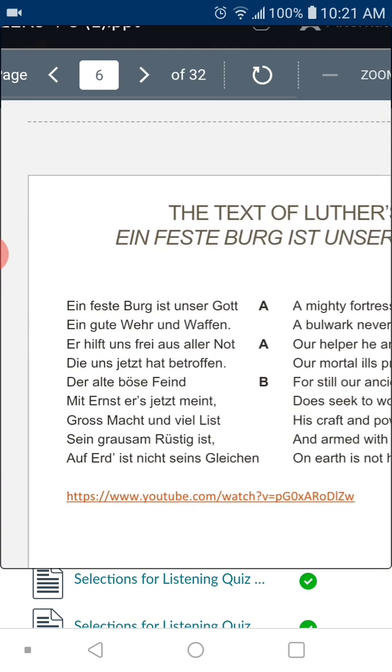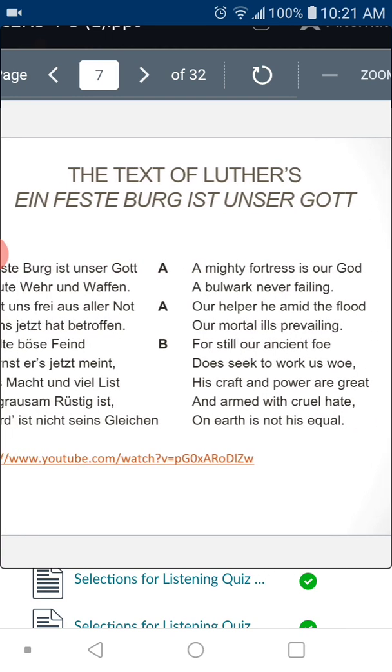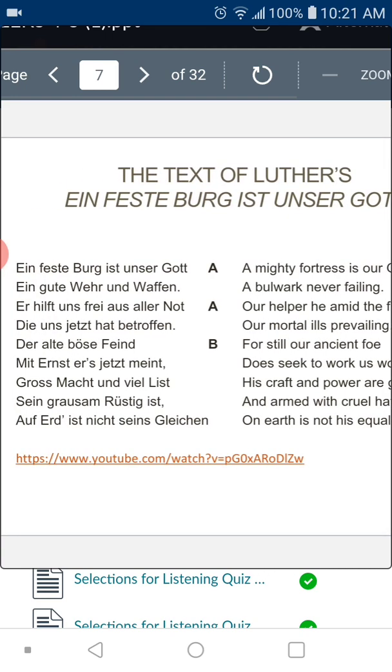There is an example here of a Lutheran chorale which you should listen to briefly. It is this one here, and you can see the text in German and then the English translation next to it. But you should listen to it for 1 minute.